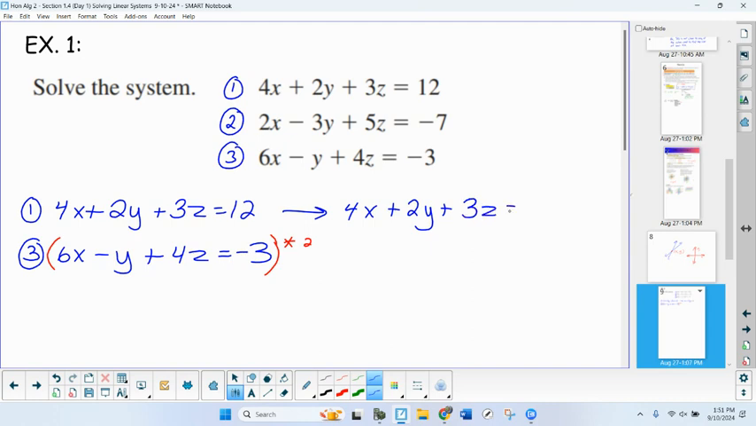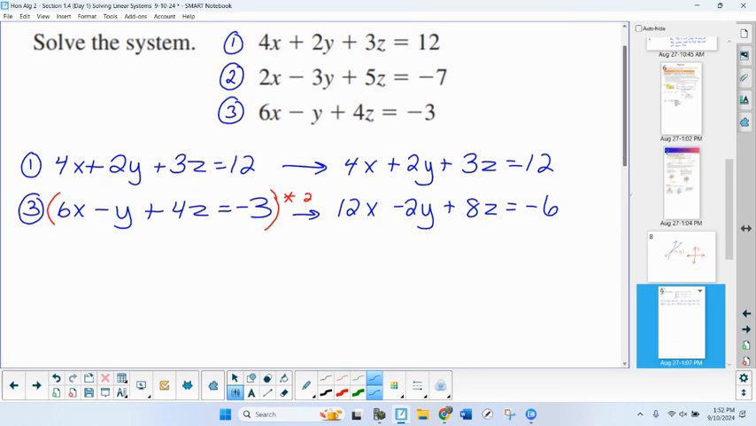Being so careful not to change signs, lose negatives. That can just mess you all up. Okay, what do you get now when you multiply everything by 2 in this equation? 12x minus 2y plus 8z equals 6. All right, did I create opposites, Michaela, in my y's? Yep, okay, so we're going to go ahead and add those together.